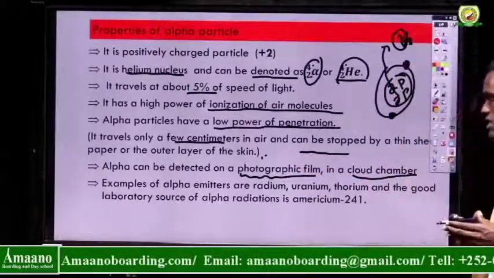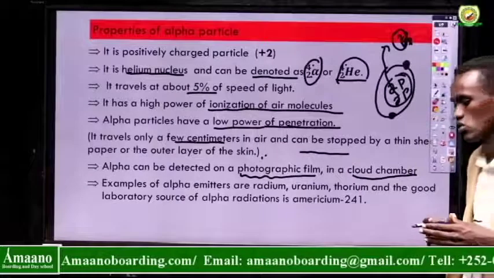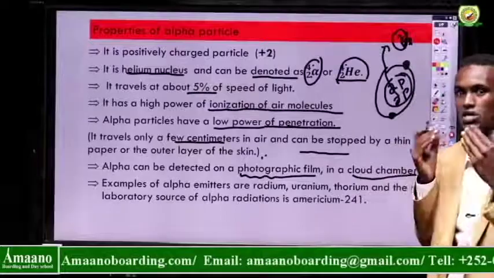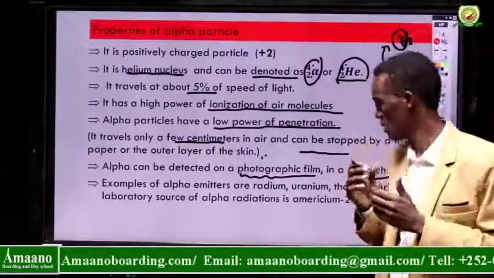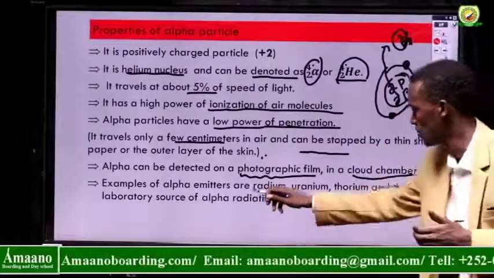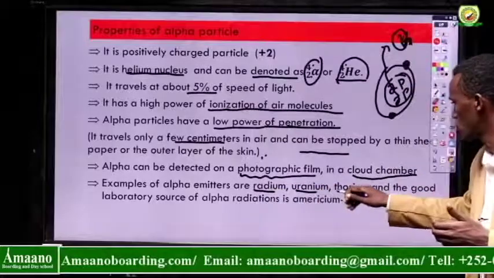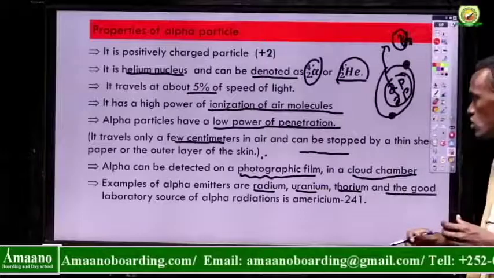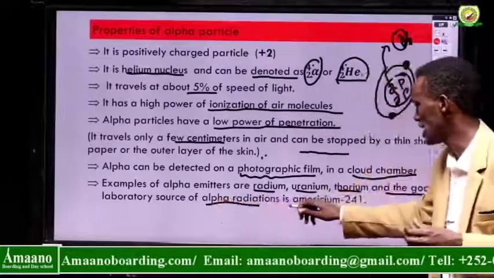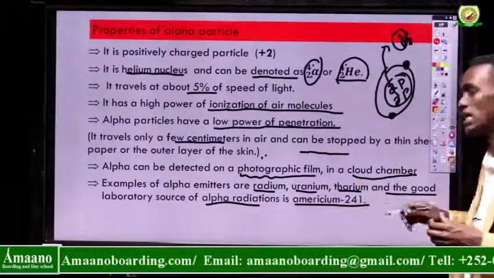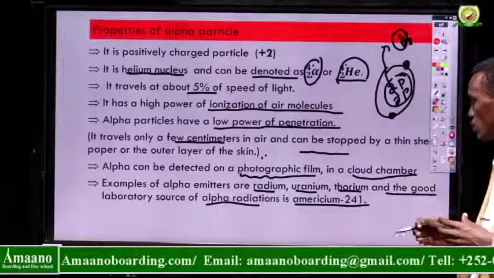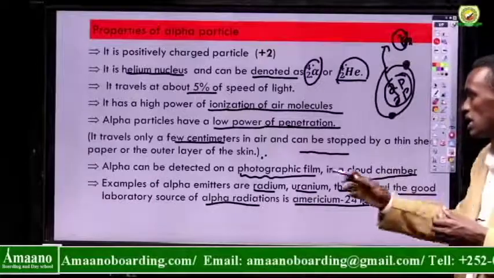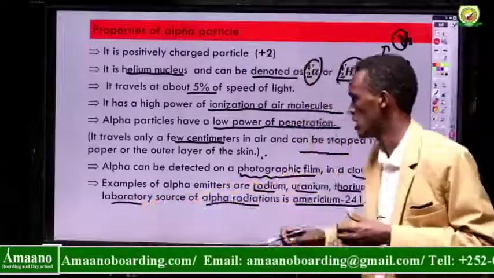Examples of alpha emitters: alpha is usually emitted by atoms with a greater atomic number, for example radium, uranium, and thorium. A good laboratory source of alpha radiation is americium-241.